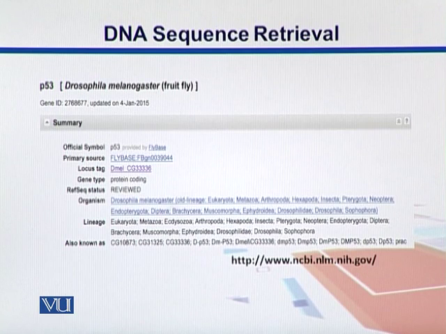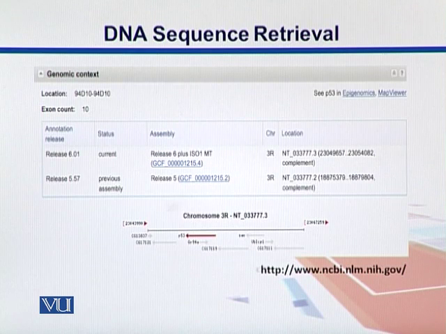Then the locus tag, and then the gene type, which is protein coding. RefSeq status says reviewed. So sometimes the genes are submitted and reviewed by other scientists, so this gene has been reviewed. In the organism section, we see the classification of that organism, and then, as we have seen earlier, the aliases are written down below. We can look into the structure of this gene and its genomic coordinates, where we can see the location from where it is coming.